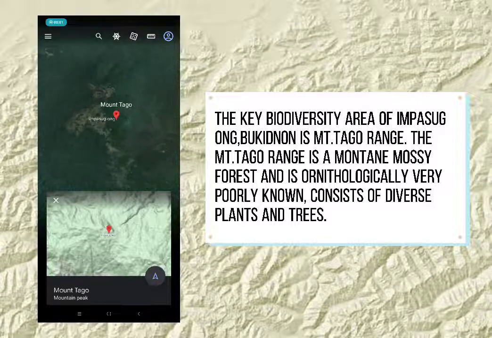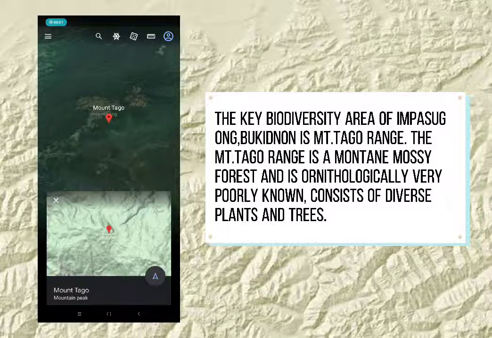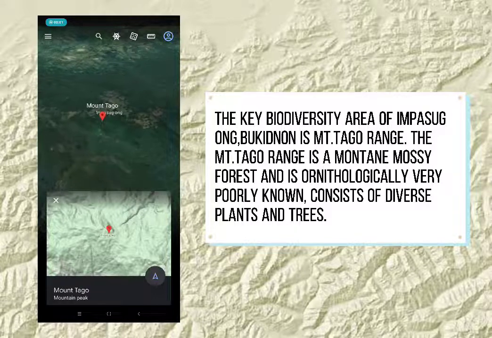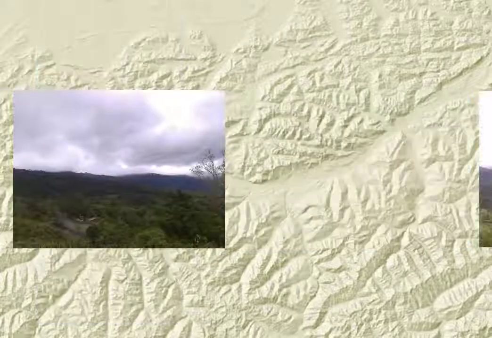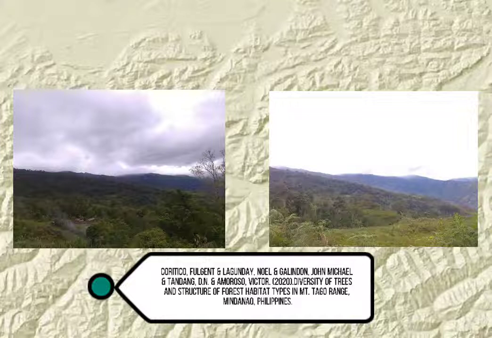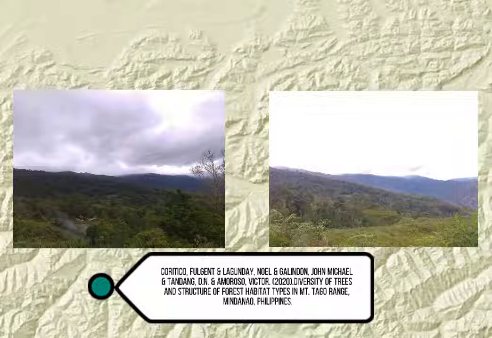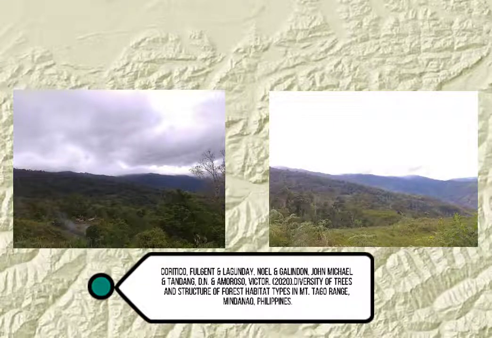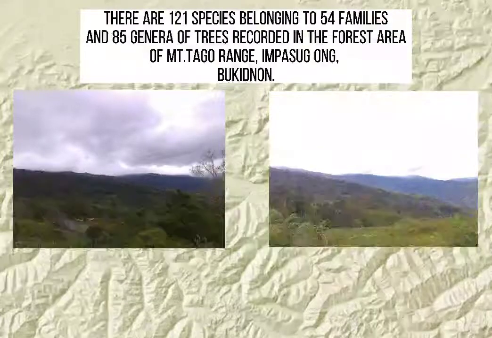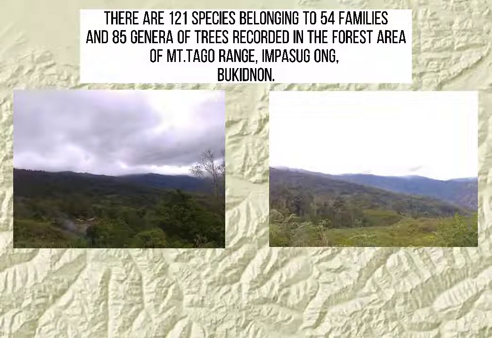The Mt. Tago Range is a mossy forest and is ornithologically very poorly known. It consists of diverse plants and trees. According to the study of Coritico, Fulgent, Lagunday, Noel, Galindon, Jan Miguel, Tandang, D.N., and Amoroso, Victor, 2020, Diversity of Trees and Structure of Forest Habitat Types in Mt. Tago Range, Mindanao, Philippines, there are 121 species belonging to 54 families and 85 genera of trees recorded in the forest area of Mt. Tago Range in Impasug-ong, Bukidnon.